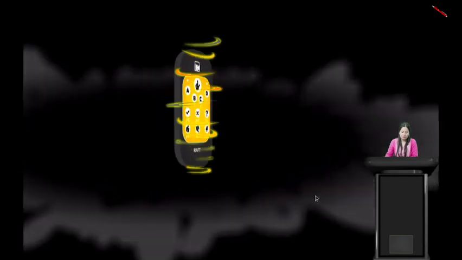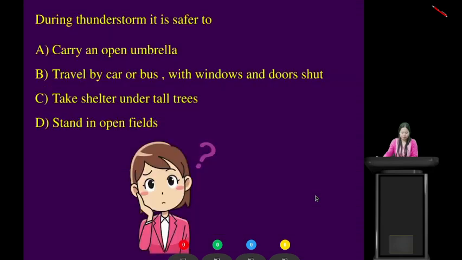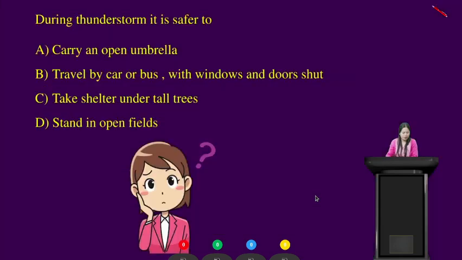Alright, students, let us answer another question. Please get your rough devices ready. The question is, during thunderstorm, it is safer to: option A, carry an open umbrella. Option B, travel by car or bus with windows and doors shut. Option C, take shelter under tall trees. Option D, stand in open fields.